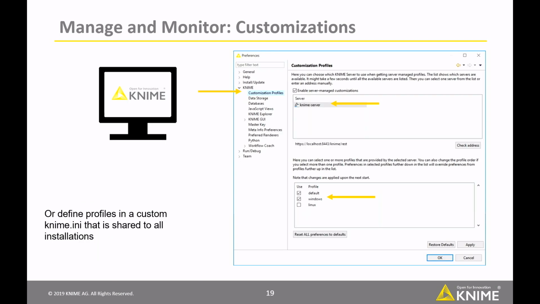As a KNIME Analytics Platform user, I would go to KNIME preferences, go to customization profiles, connect to my KNIME Server that's actually managing the profiles, and then I'll get a list of profiles that are available to me. For example, in this one, we have a default profile, a Windows profile, and a Linux profile. So in this case, the user is a Windows user, but we also have a default profile that every user should select. So you can select multiple profiles, and then KNIME will manage the overlap between all of those.